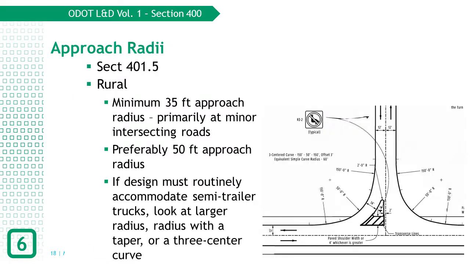This image shows an example of a 3-center curve using 150-foot, 50-foot, and 150-foot radii curves for the approach radii. The approximate equivalent simple curve radius is 60 feet, but the 3-centered curve layout yields a slightly tighter footprint. This layout is appropriate for a single unit truck and a passenger car. With all approach radii designs, truck turning software should be applied to check that the footprint accommodates your design vehicle.